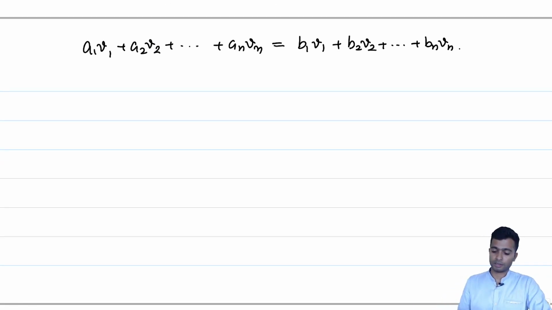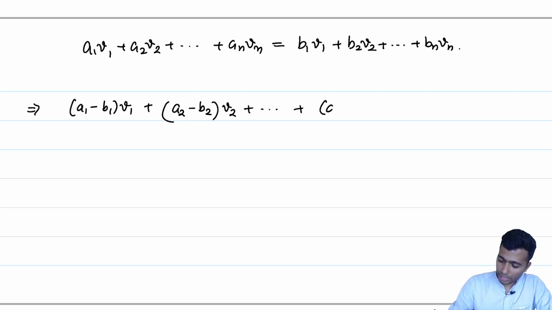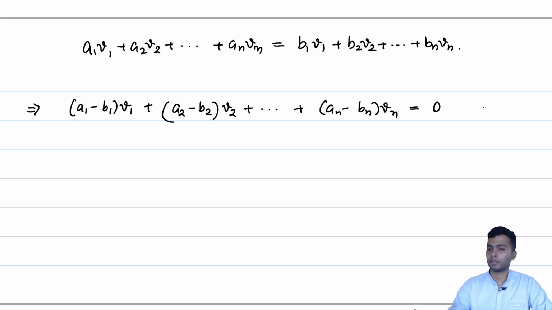But we are in a vector space, and our vector addition and scalar multiplication satisfy all the properties 1 to 8 in the definition of our vector space. Using many of those properties, I will leave it as an exercise for you to check that this implies (A1 minus B1) times V1 plus (A2 minus B2) times V2 plus up to (An minus Bn) times Vn is equal to the 0 vector in V. So, this is a linear combination of V1, V2 up to Vn which is equal to the 0 vector.